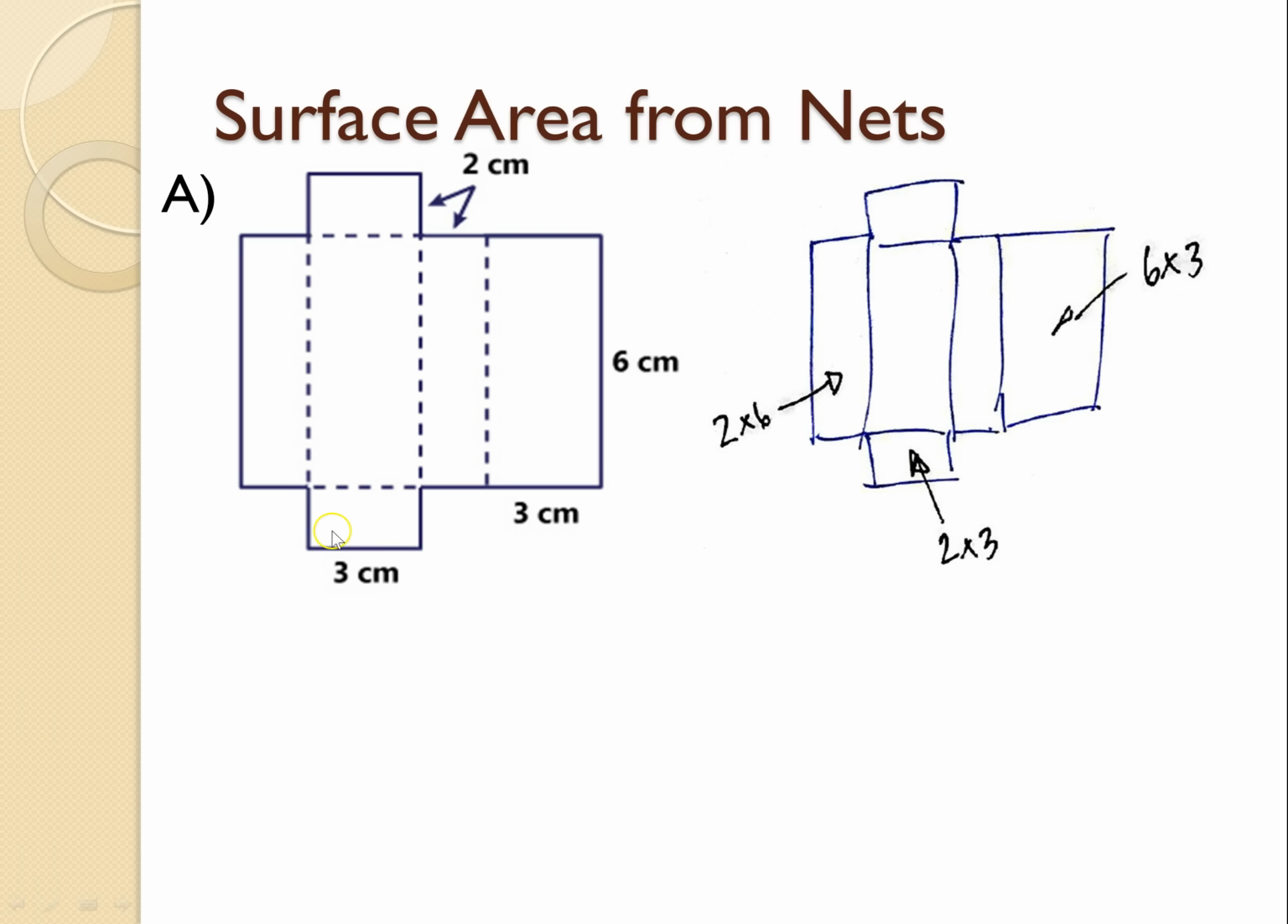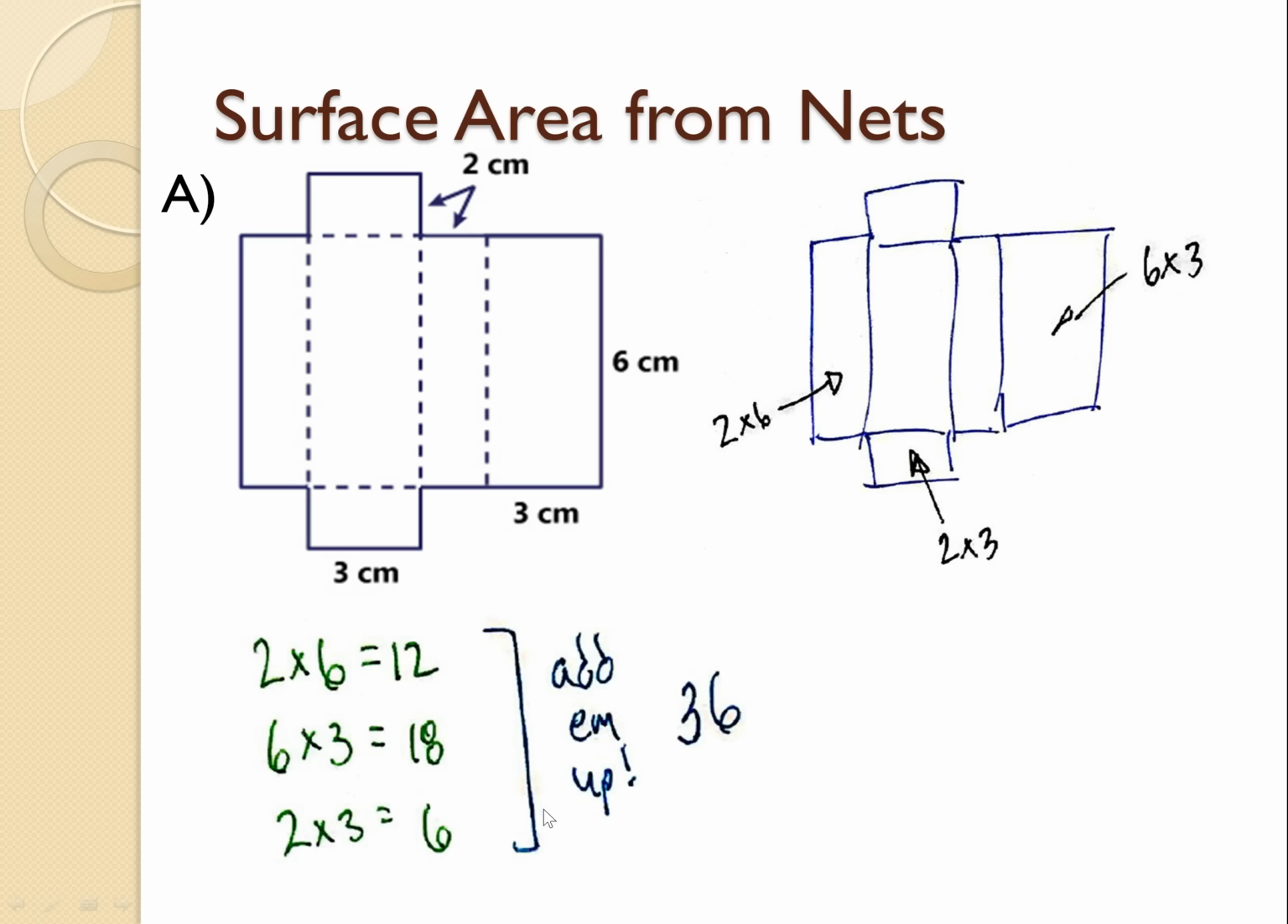You see the bottom and the top are both 2 by 3. The front and the back are both 2 by 6. That's this one right here. And the top and the bottom are both 6 by 3. So if I just multiply those together, the top here, 6 times 3, is 18. 2 by 6 is the front, and 2 times 3 is the left-hand side. So that's only one of each of those sides. I add them up, I get 36, and then I multiply it times 2. And that's going to give me 72 centimeters squared.